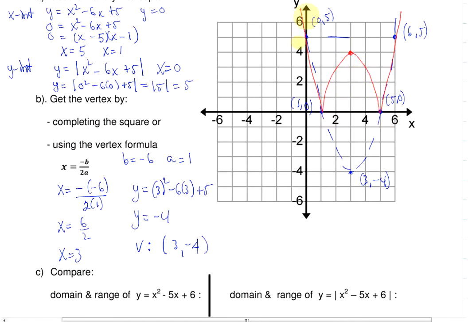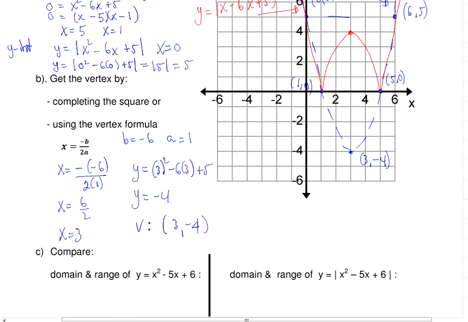Okay, and you get this red graph here, which is y equals the absolute value of x squared minus 6x plus 5. And remember the blue one is y is equal to x squared minus 6x plus 5. So our red graph is our absolute value graph.